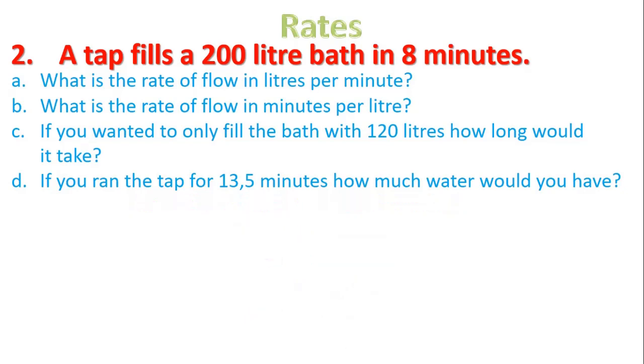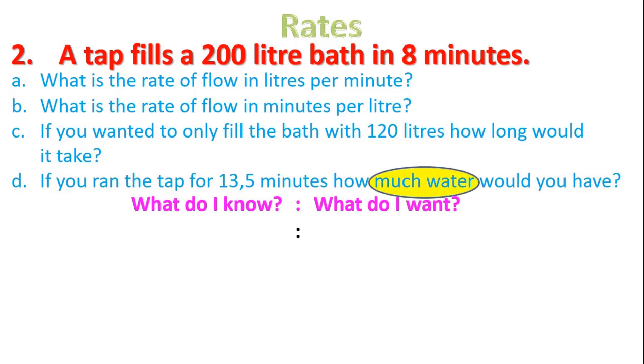Let's look at D. If you ran the tap for 13.5 minutes, how much water would you have? Well, let's set up the order of our rate. What do I know? What do I want? I want to know how much water I want, in other words, how many liters. What do I know? Well, it's 13.5 minutes.